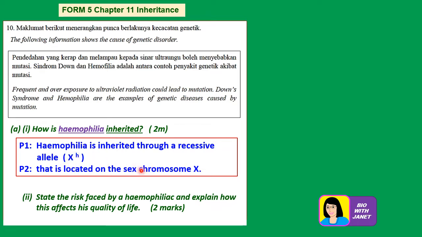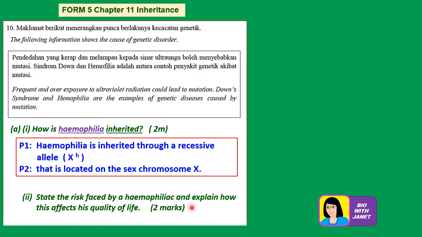It's only found on the sex chromosome X and not on the sex chromosome Y, because sex chromosome Y is smaller. It doesn't contain so many genes. So it doesn't have the gene, or the allele, for hemophilia, which is X small h here.